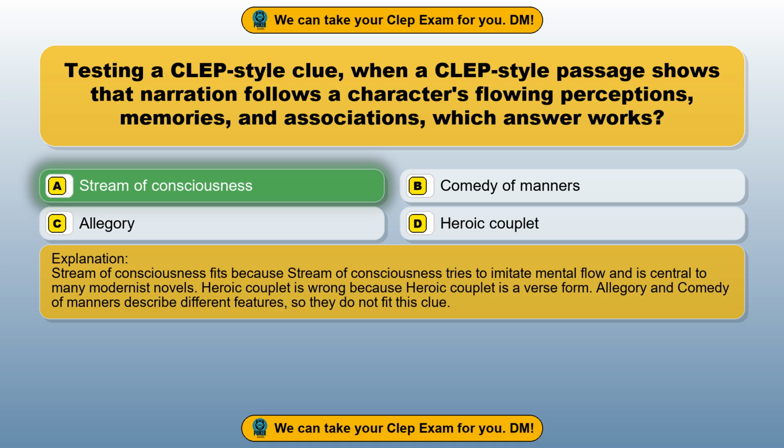Stream of consciousness fits because it tries to imitate mental flow and is central to many modernist novels. Heroic couplet is wrong because heroic couplet is a verse form. Allegory and comedy of manners describe different features, so they do not fit this clue.